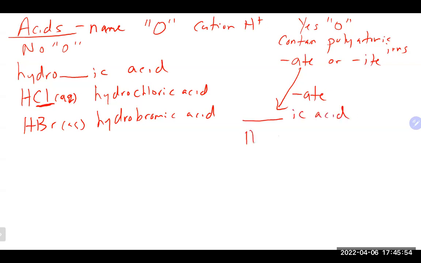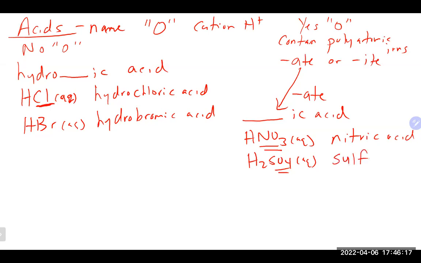So like HNO3. NO3 is NO3 minus, which is nitrate. So this is nitric acid. H2SO4. SO4 is sulfate. This would be sulfuric acid.